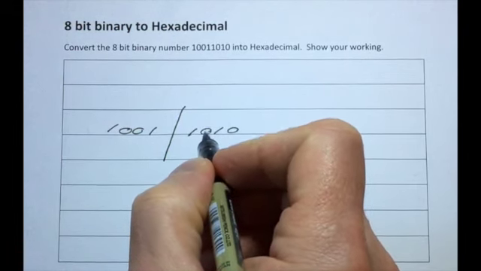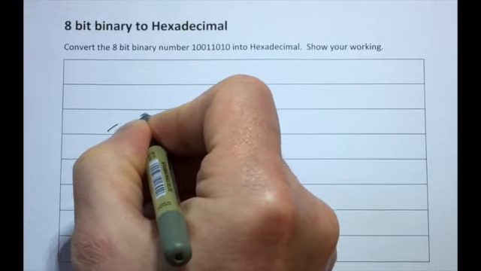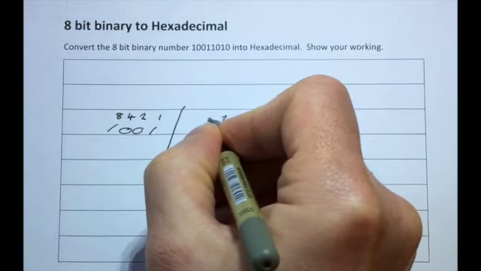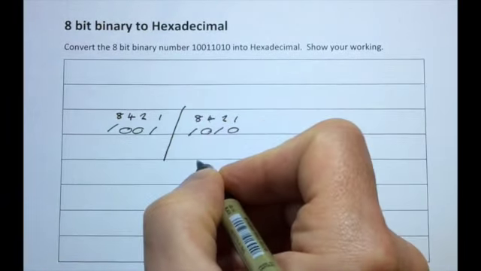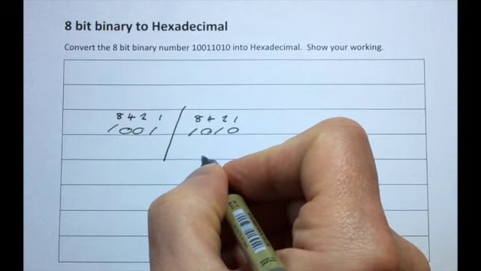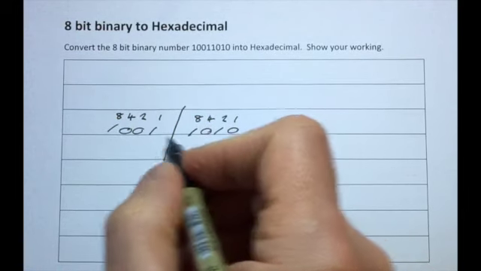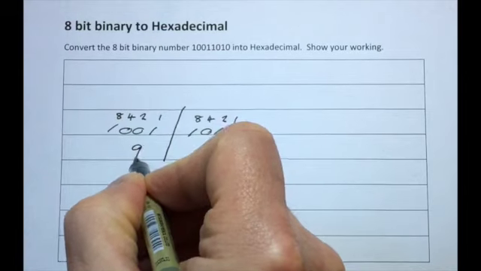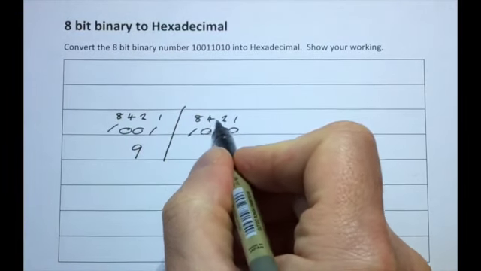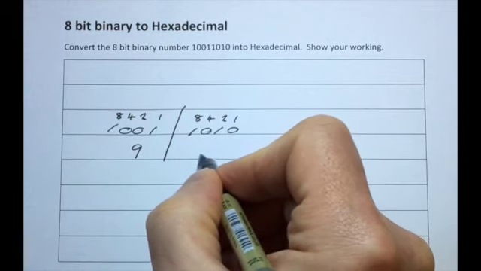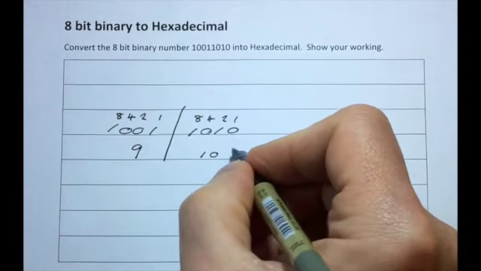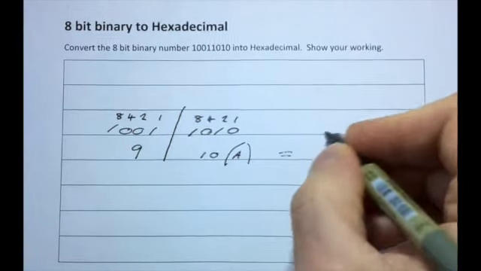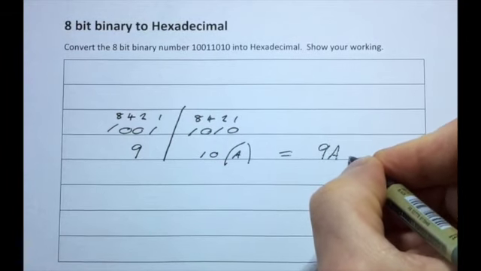Now the simplest way to do this would be to put the column values above each number. And then we can simply convert that into hexadecimal. So starting on the left hand side, 8 plus 1 is 9. 8 plus 2, now we know the answer is 10, but 10 in hexadecimal is A. So the answer is 9A in hex.